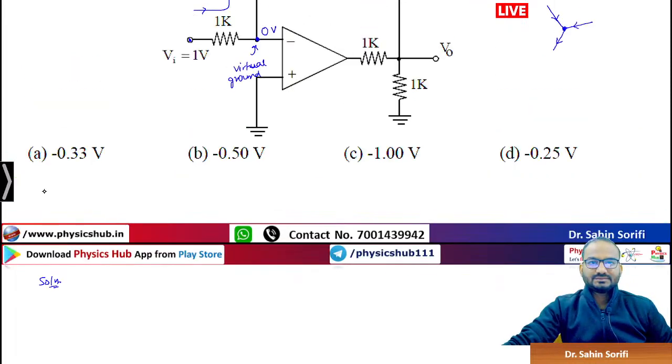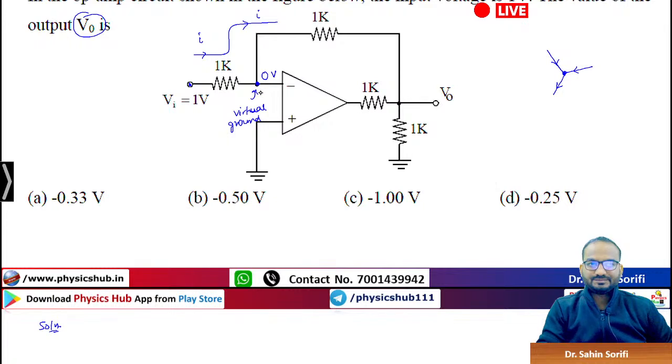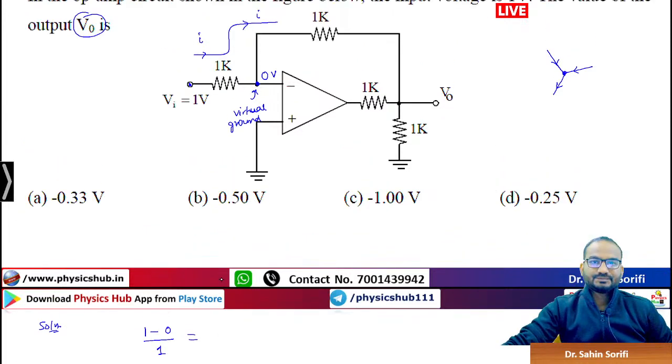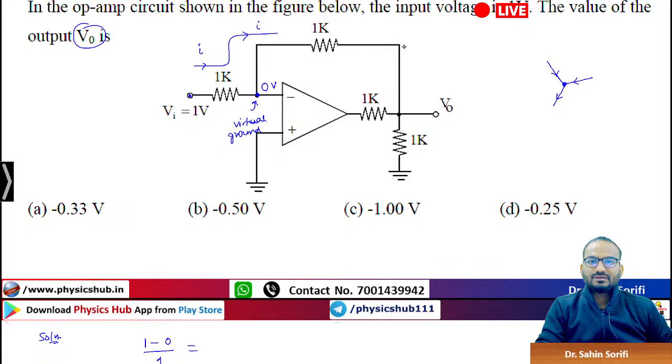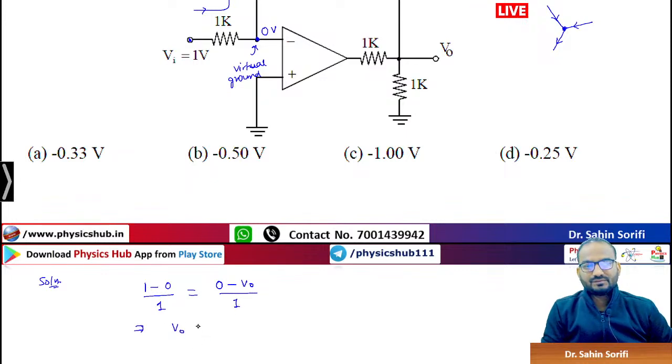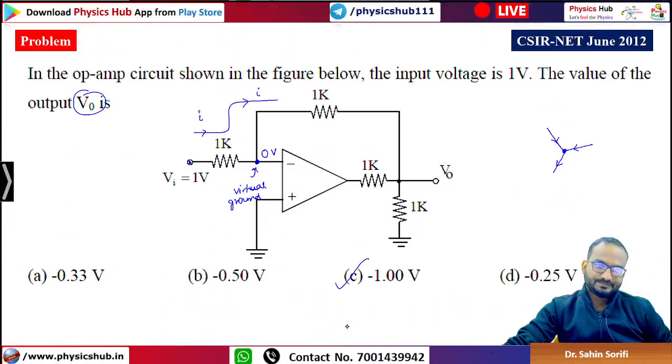For this path, actually we are applying KCL. So 1 minus 0 by 1, this is equals to 0 minus V0 by 1. So what is V0? V0 is equals to minus 1 volt. Option C. Clear?